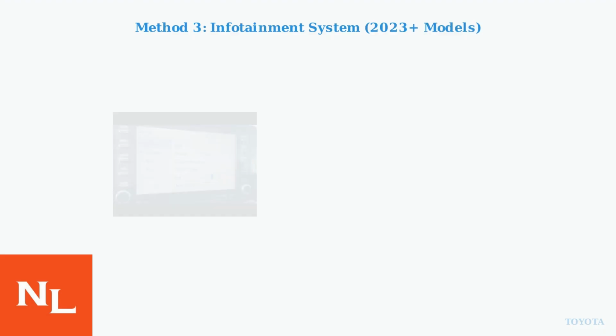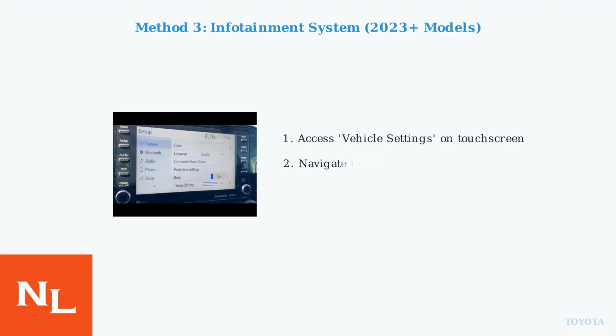For newer Toyota models with advanced infotainment systems, you can reset trip data through the touchscreen. Access vehicle settings from your main menu, then navigate to Trip Information or Fuel Economy section. From there, you can select the reset option for your specific trip meter.